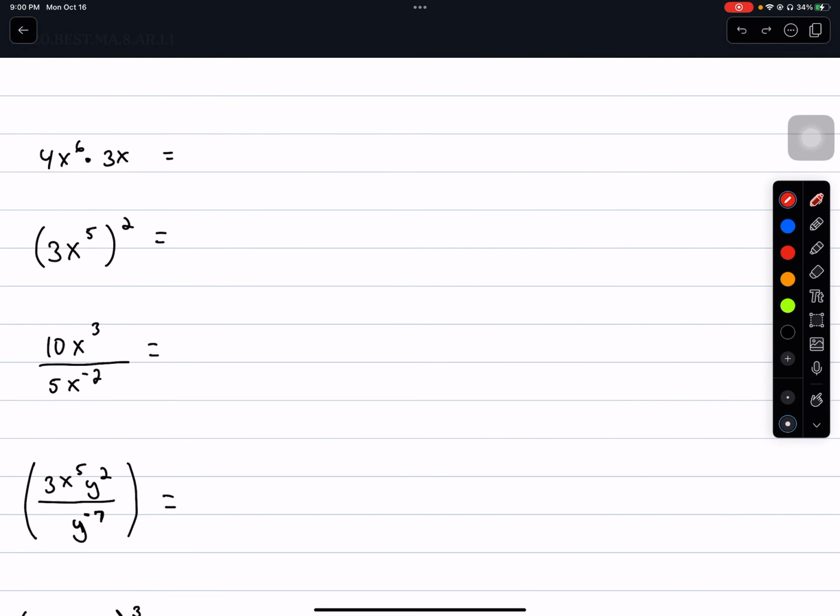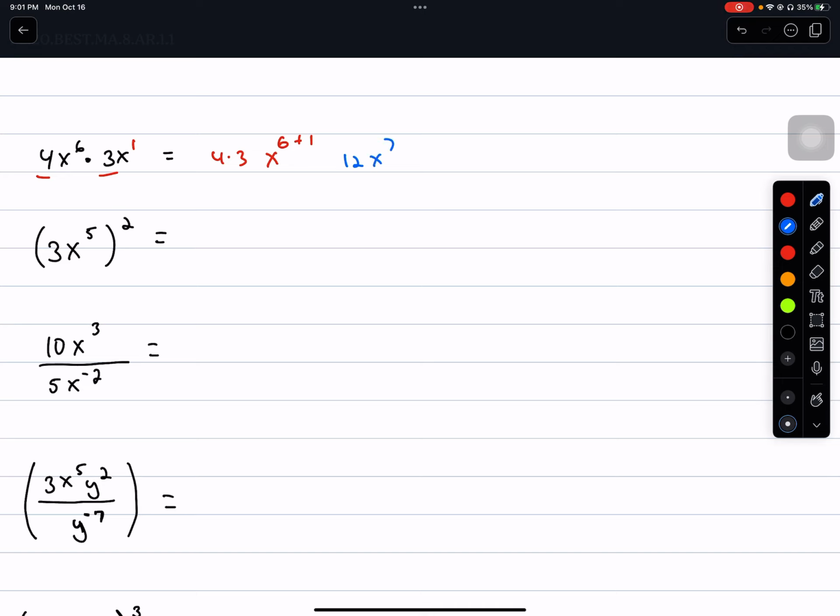All right, let's start with the laws of exponents. First, you want to multiply the coefficients, which is the numbers in the front. You want to multiply 4 times 3. And then you want to multiply the variables. And we know if the variables are the same base, we can add our exponents. So that means we have 4 times 3, 12, x to the 7th.